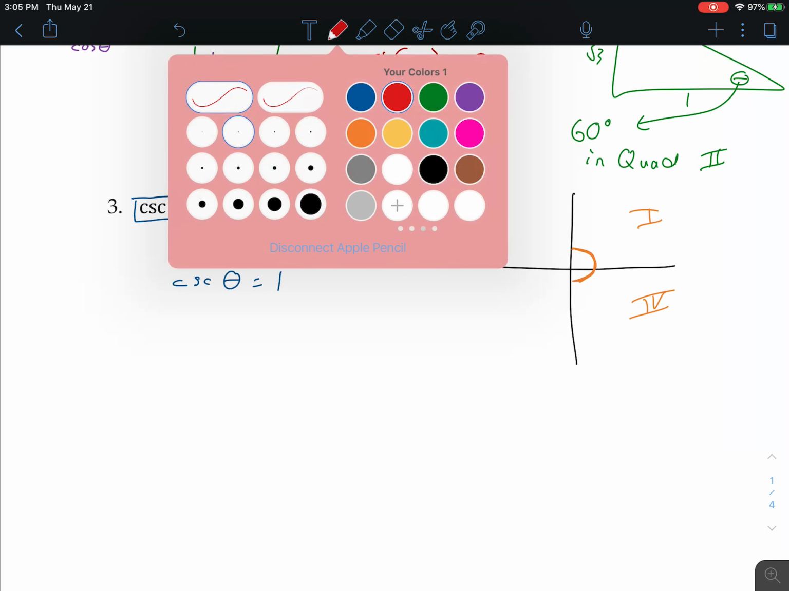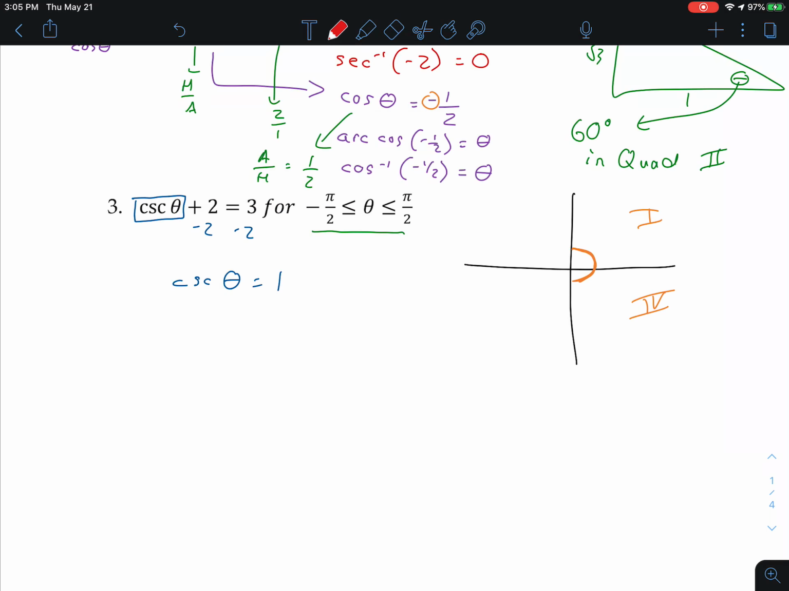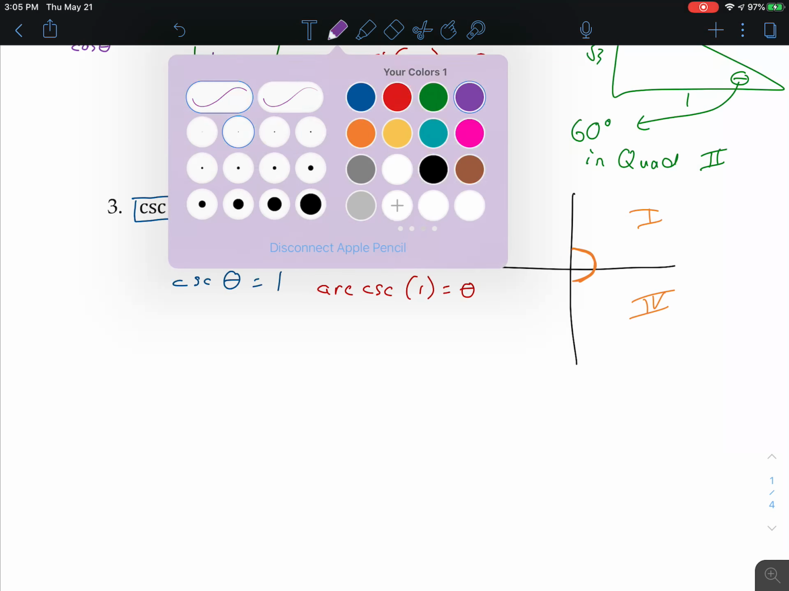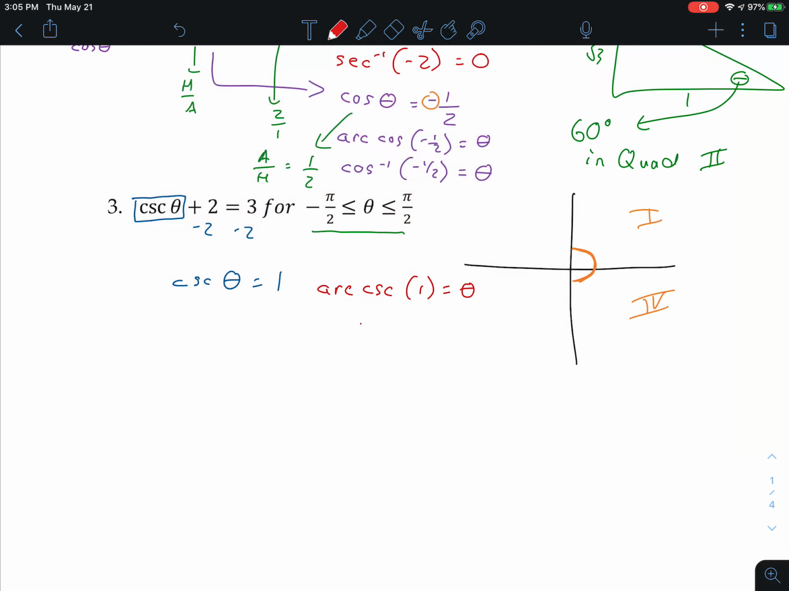Okay. Just as we've seen, I'm going to write it again. Cosecant of theta, that would be the same thing as if I would say arc cosecant of 1 is theta. Right, so those are the same. If we want to see how to change this, I'll write it like this too, cosecant to the -1 of 1 is theta. We also can write this as sine, right?